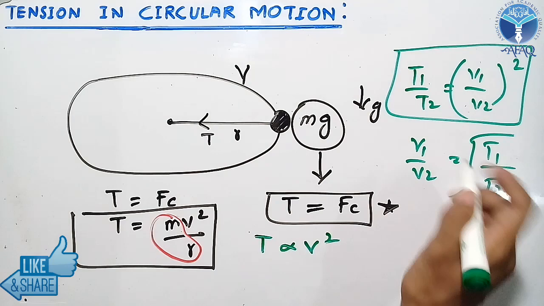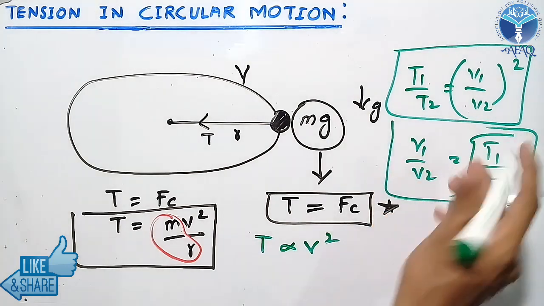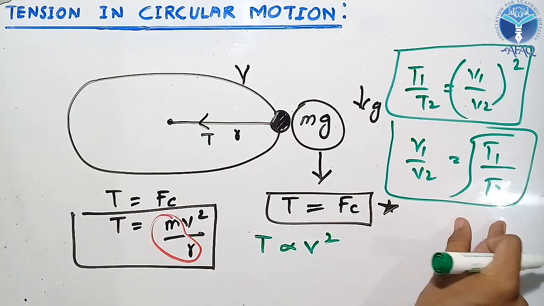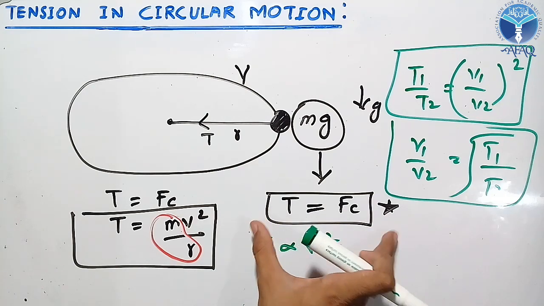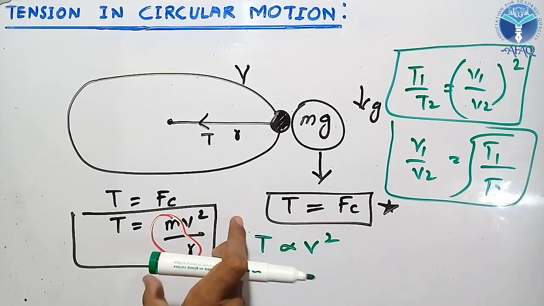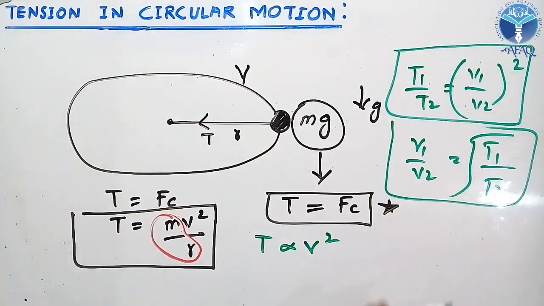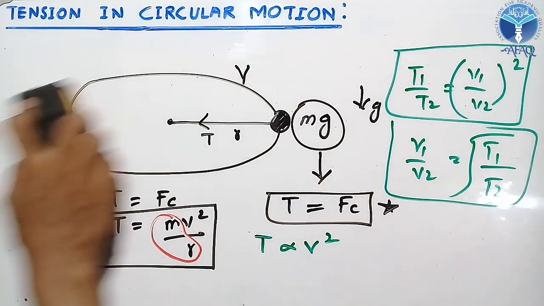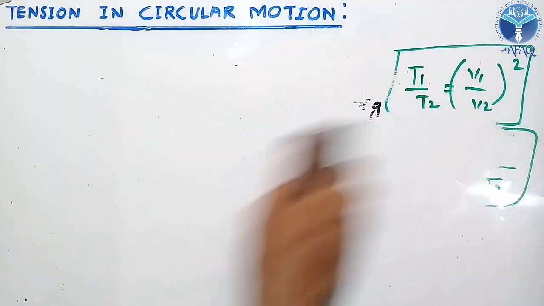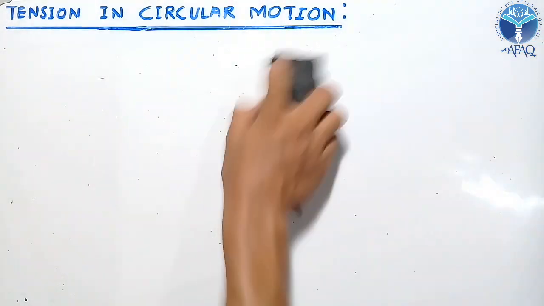All these equations that I have written in green are important for NUST, and this one is important for MDCAT, and this one is also important for MDCAT. The whole thing I did here is important for MDCAT. Now what is the next one? The next one is very important, that is the vertical circle.